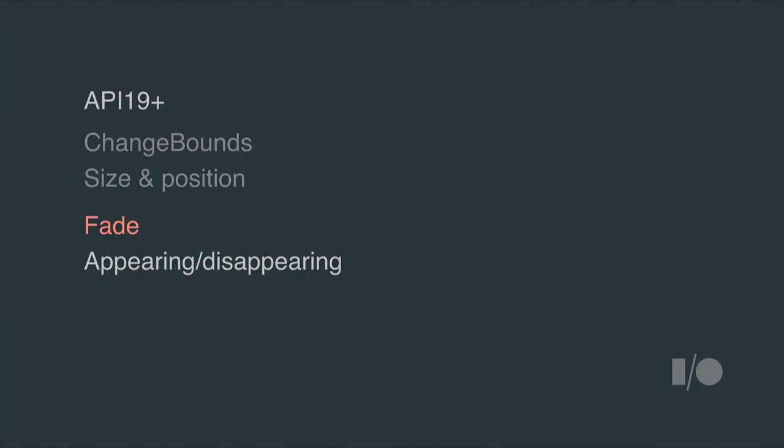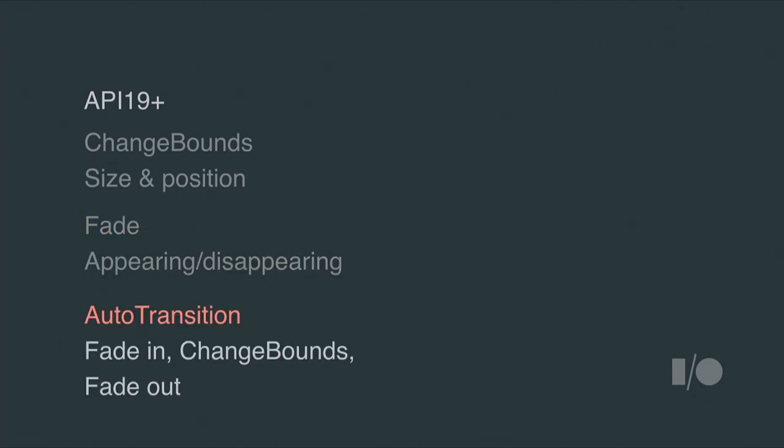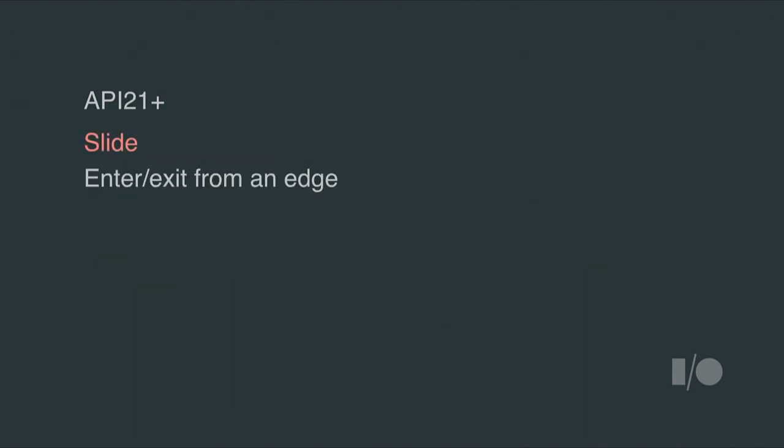Secondly, is a fade transition, which, as the name suggests, helps fade things in and out. So anytime an object's visibility changes or gets added or removed from the hierarchy, you can run a fade to ease that change. And lastly, there's this awesome little guy called the auto transition, which will put some of those things together. So when hierarchy changes, it will fade newly arriving things in. It will move and resize items which are remaining or changing position, and then fade out anything which is disappearing. Very handy.